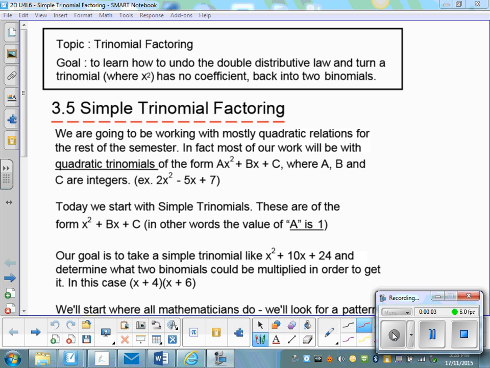So we've been focusing on common factoring the last couple of days. Today we're going to take a look at trinomial factoring. Our goal is to learn how to undo the double distributive law and turn a trinomial, where x squared has no coefficient, or actually has a coefficient of 1, back into two binomials.